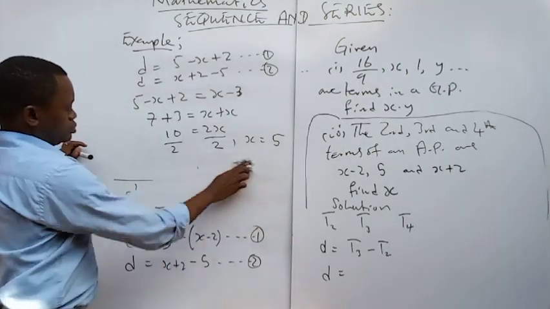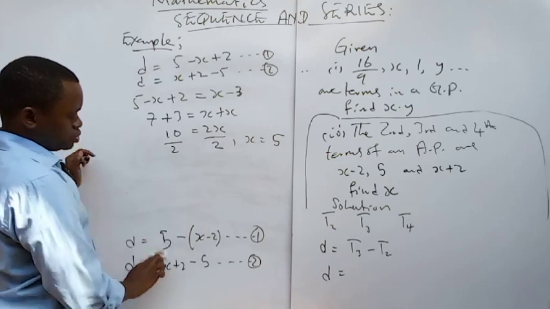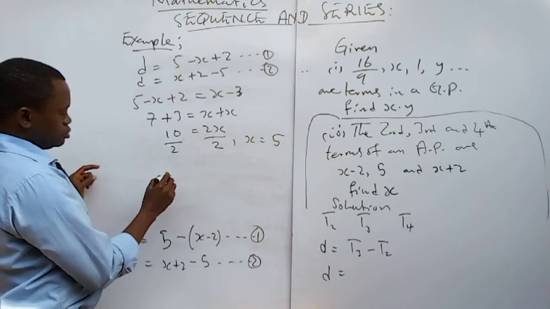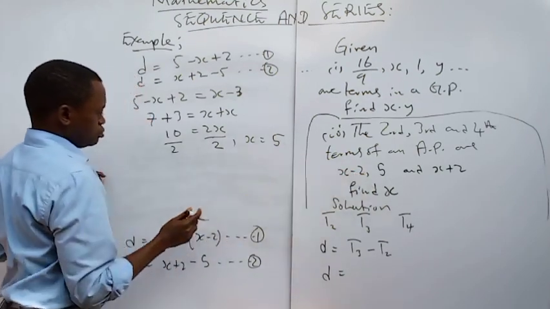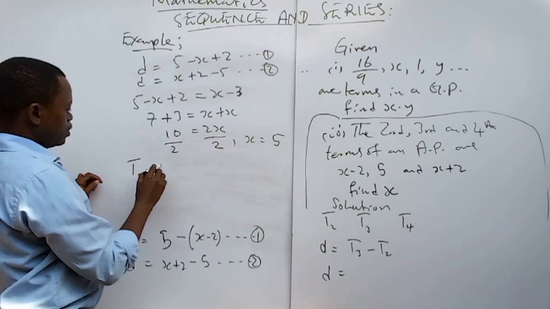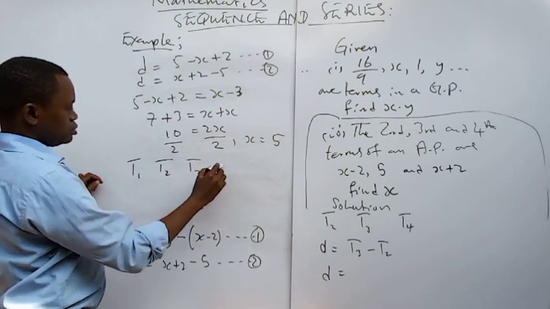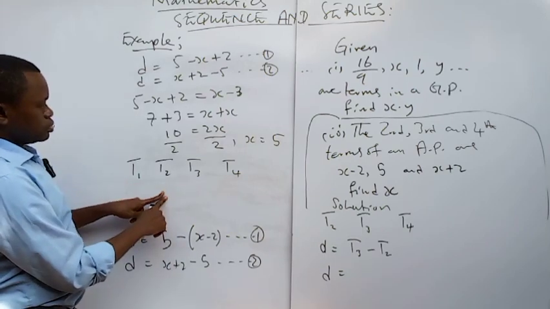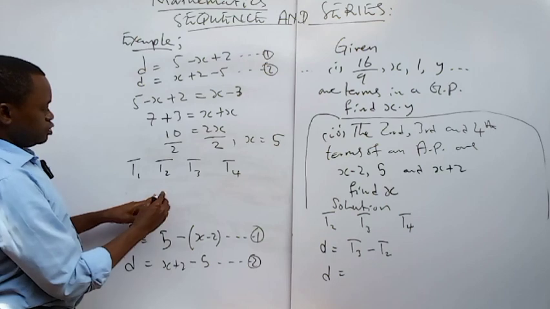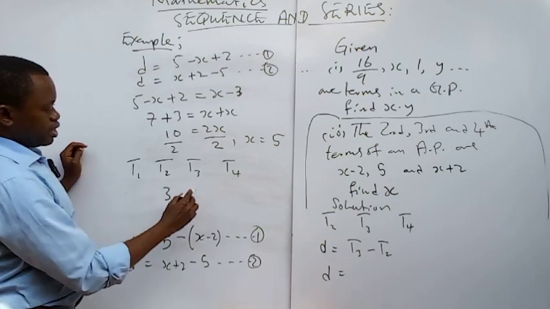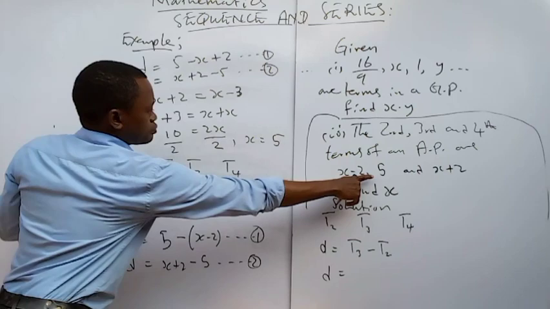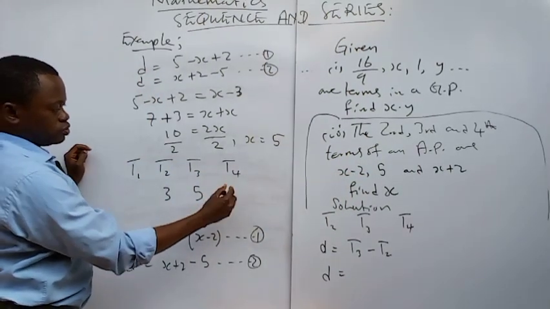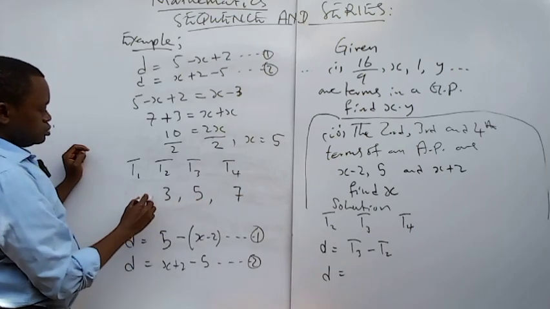Realize that the sequence we are now talking about, x minus 2, which is the second, that is, this is T1, T2, T3, T4. Let me stop there. The second is x minus 2, and our x is 5. So 5 minus 2 will give us 3 here, followed by T3, which is given, it is 5. Then T4 is x plus 2, meaning 5 plus 2, which will give us 7. Look at the sequence.